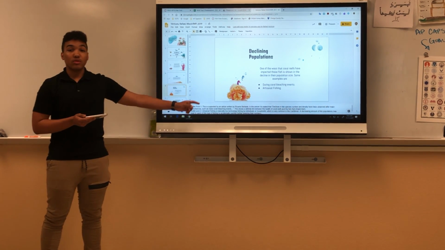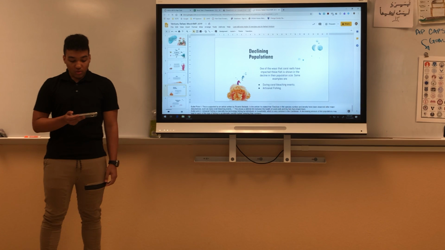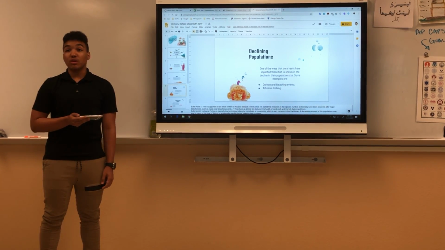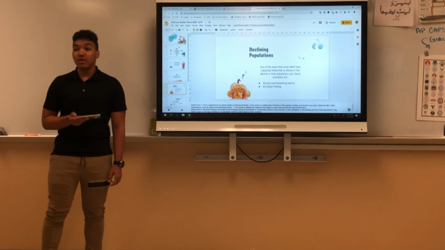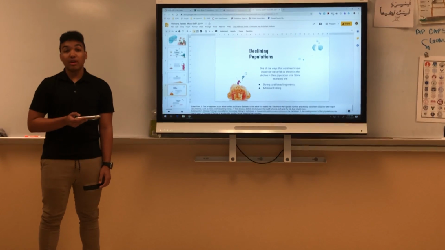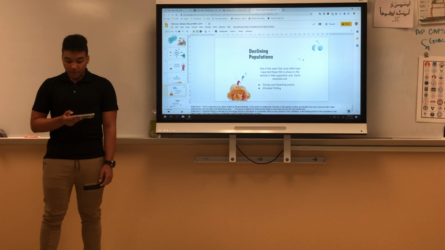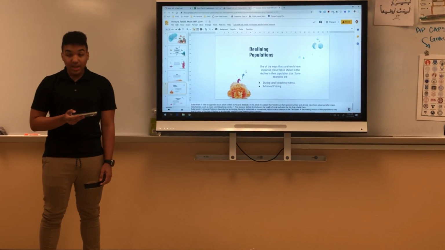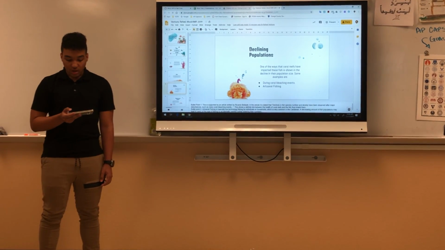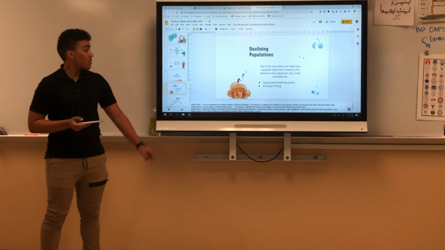Another example is artisanal fishing. Artisanal fishing is basically low technology fishing by individuals or households, which is very common in the Caribbean. A decreasing fish population size may lead users of this type of fishing to overfish, which will in turn lower the fish species numbers.